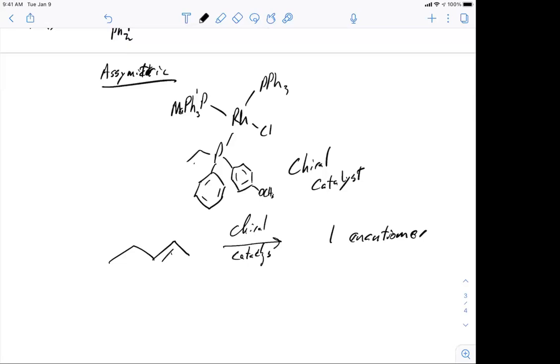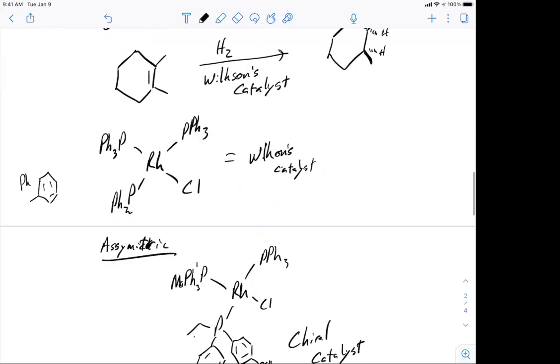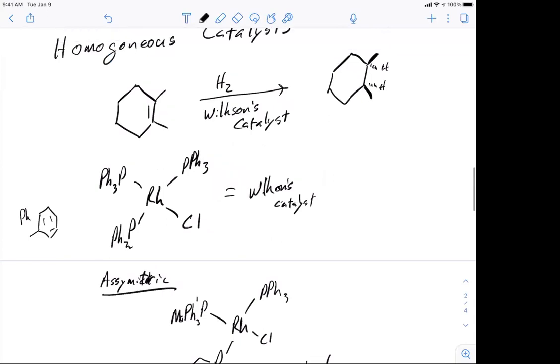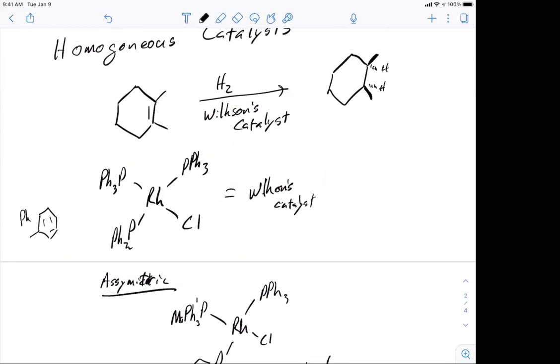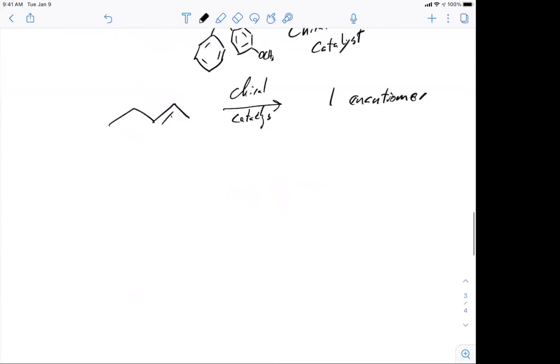I'm not going to focus on it. It's important to understand the idea of a chiral catalyst. That's one of the reasons the book has it here, but I'm not going to focus a lot on it. You should be familiar with Wilkinson's catalyst, and you probably will see something related to that in the mix. All right, so that's hydrogenation. There's not really a mechanism on that one. The mechanism is the absorption of both the alkene and the hydrogen to the metal surface.